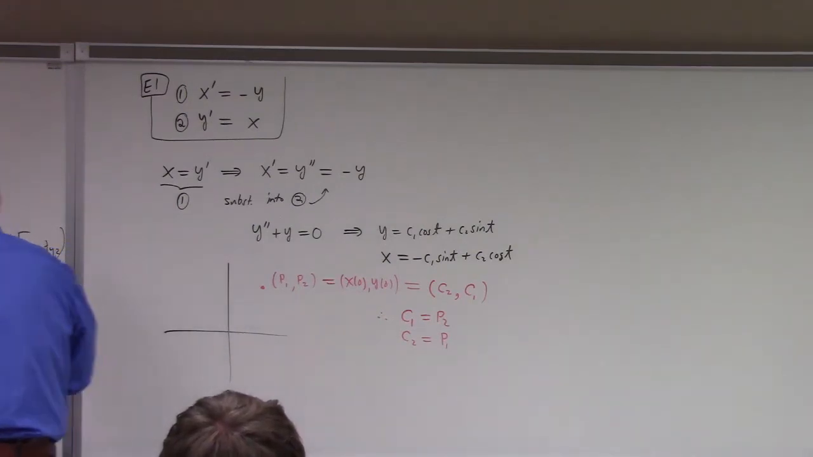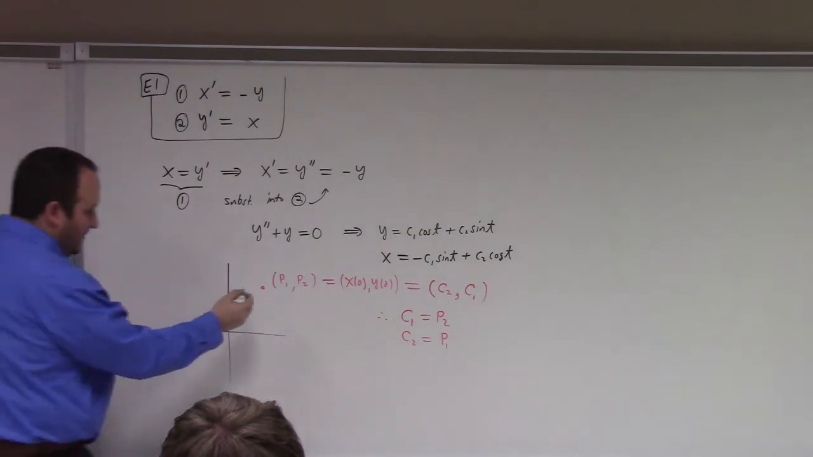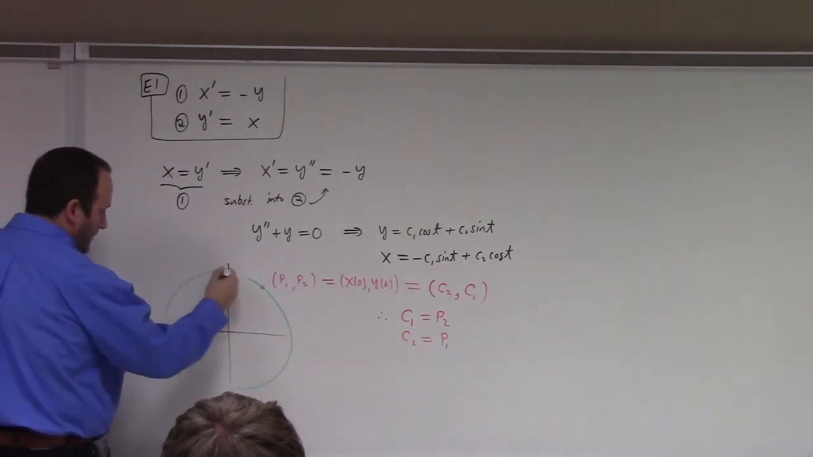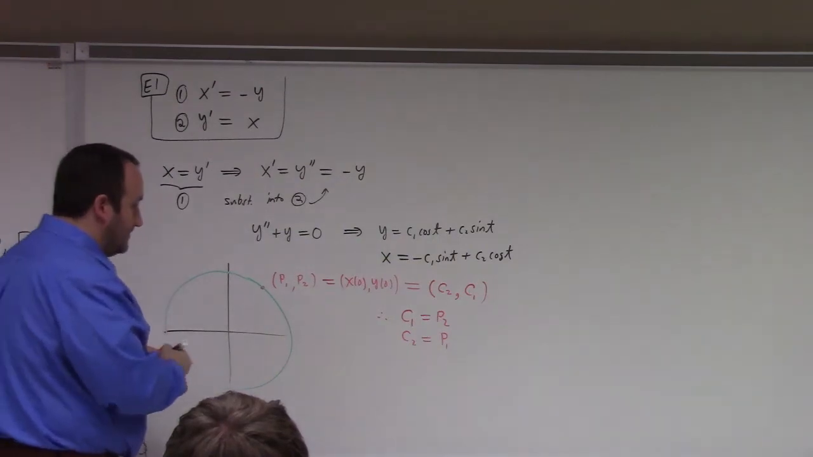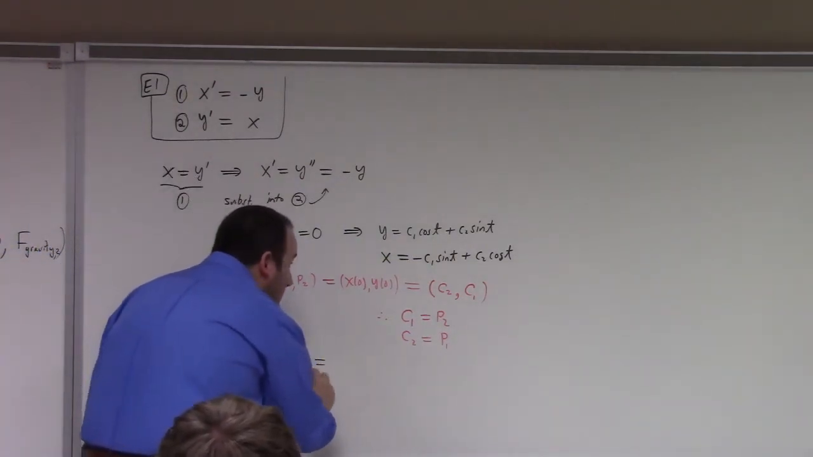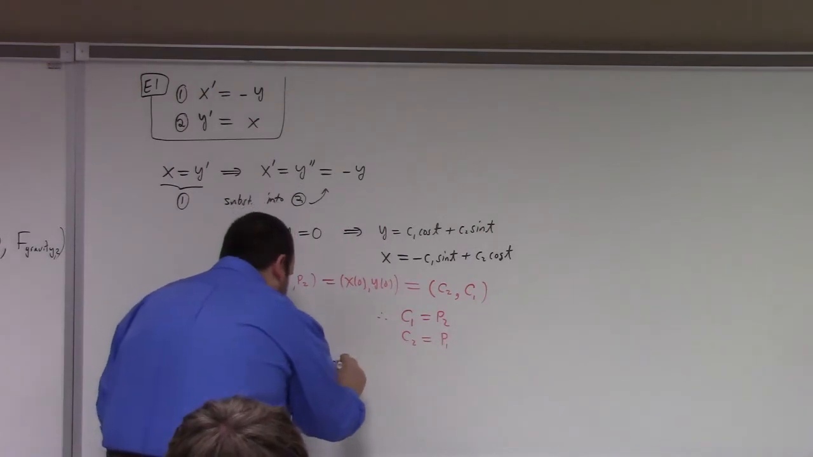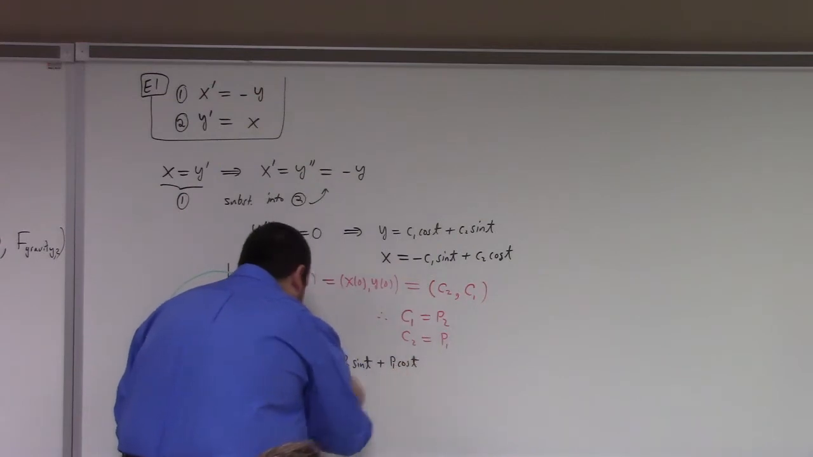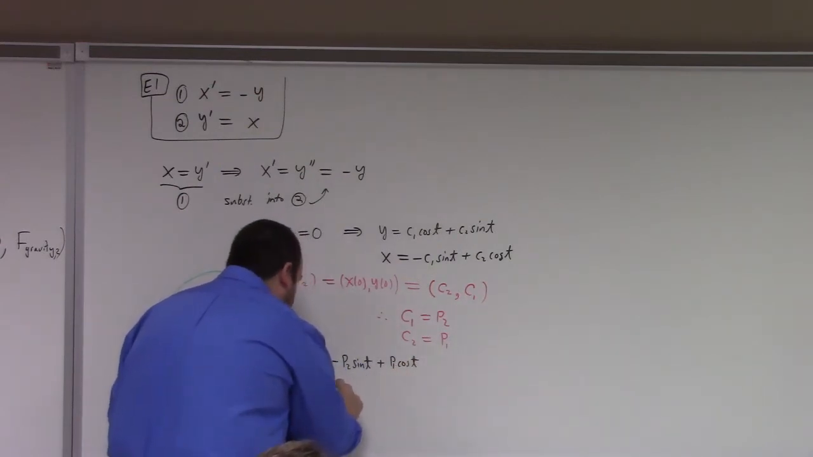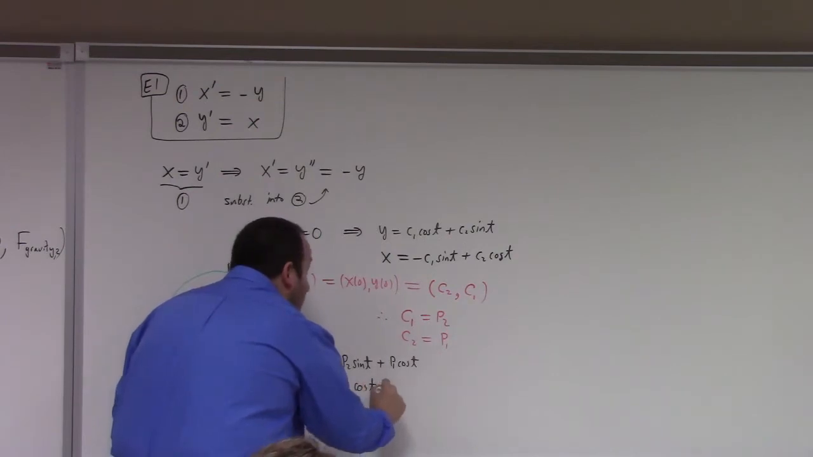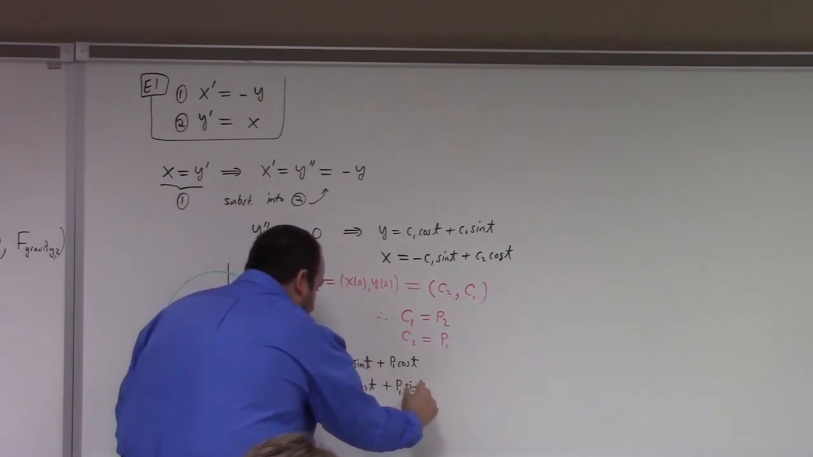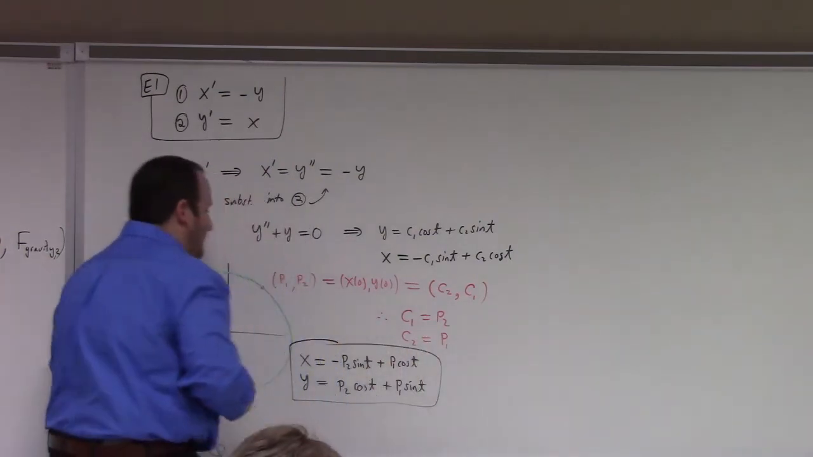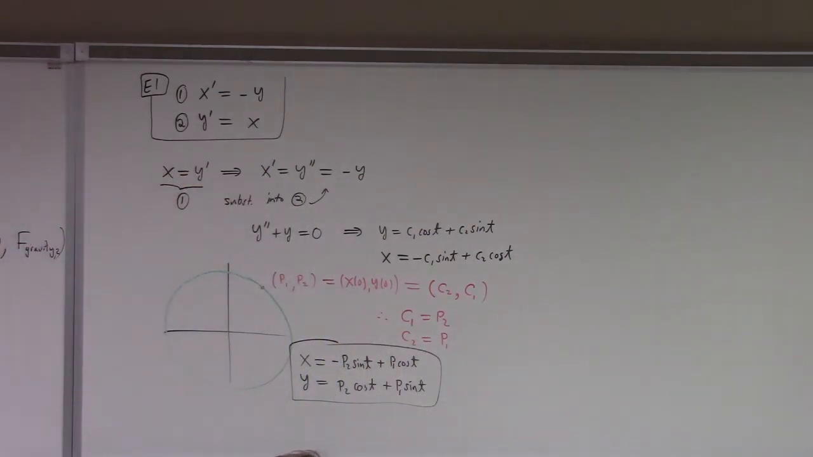So to get the curve, the solution, which goes through the point P1, P2, which I'll draw like this, the formula is what? x is equal to, I just said C1 is P2, so minus P2 sine t plus P1 cosine t, and y is equal to P2 cosine t plus P1 sine t. There you go. That's the solution to this initial value problem. I'm assuming initial values, x of 0 is P1, y of 0 is P2.